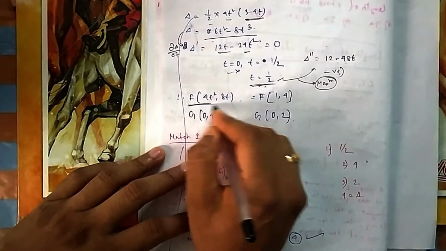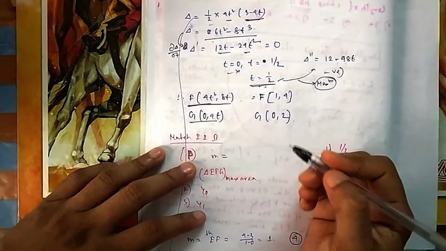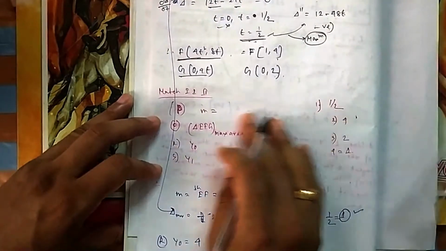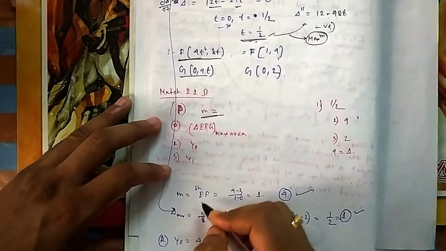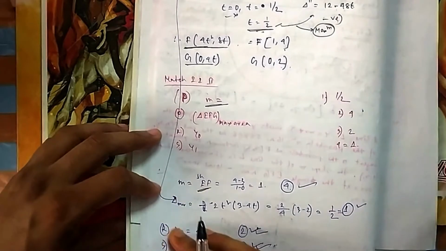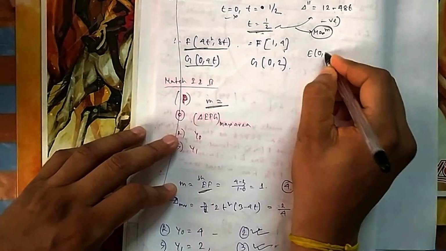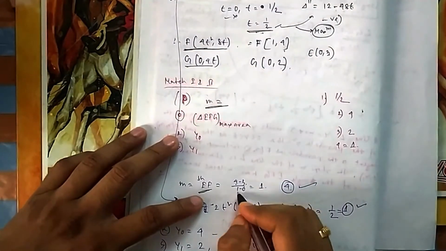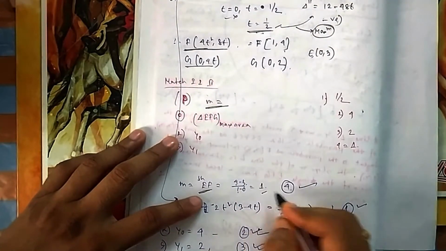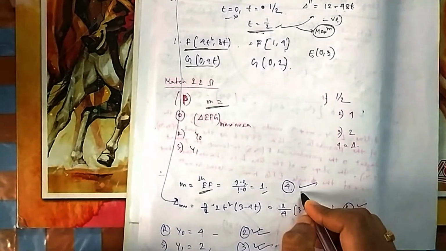So you know all the points, you know F, you know G, all these points are given to you. Now you just have to match. The first one is m, that is the slope of EF. So what is the slope of EF? E is already given as (0, 3). So y2 minus y1 divided by x2 minus x1, that is 1, which is option 4. So it is true. They have given it also true.